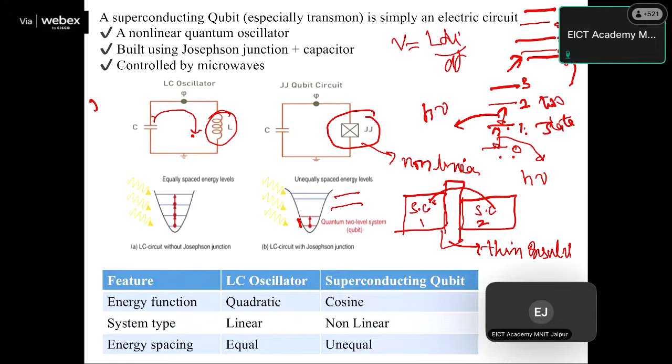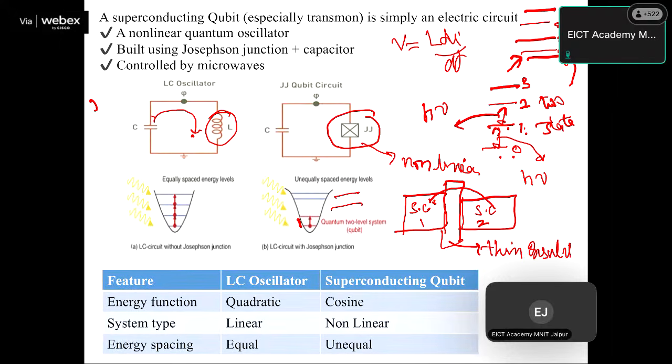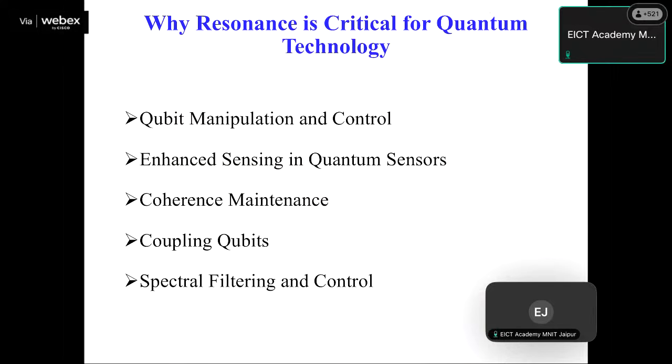which results in unequal energy spacing between different energy levels. So to have an understanding of a qubit, we need to have understanding of the circuit, at least of the LC circuit. And of course, we need to have an understanding of the resonance. That is, as you all know, the transition is made possible by resonating the microwave frequency with the frequency of the energy band.